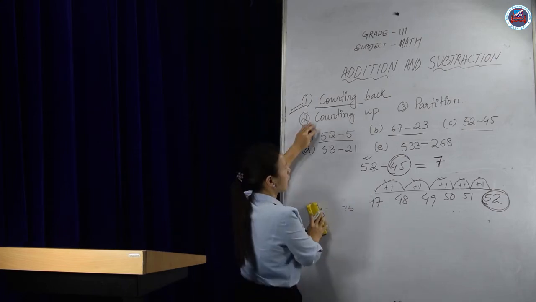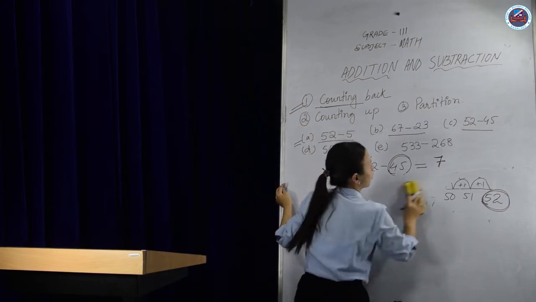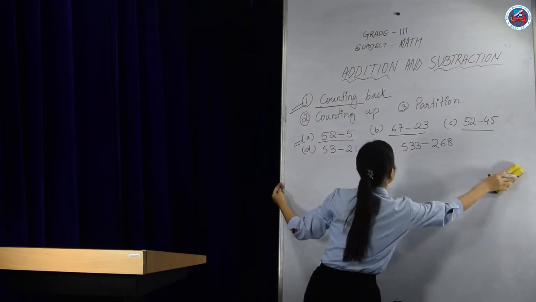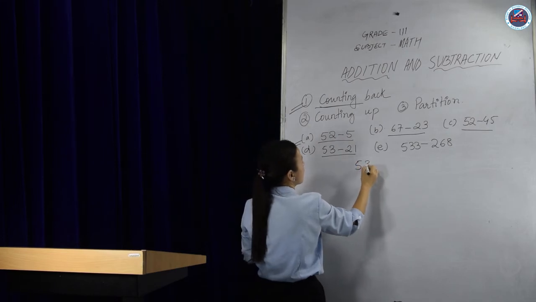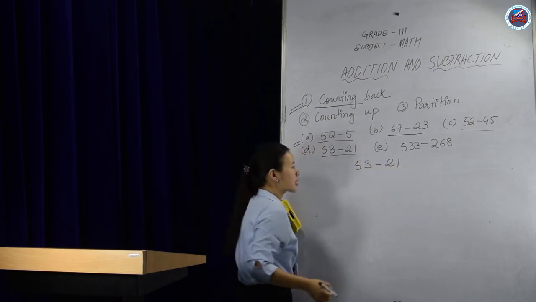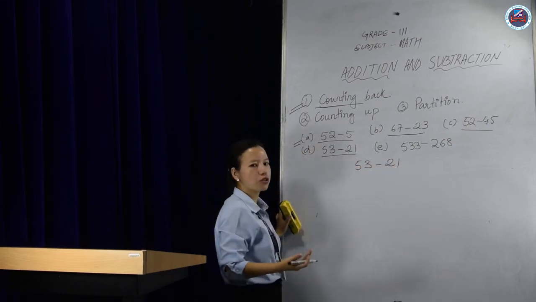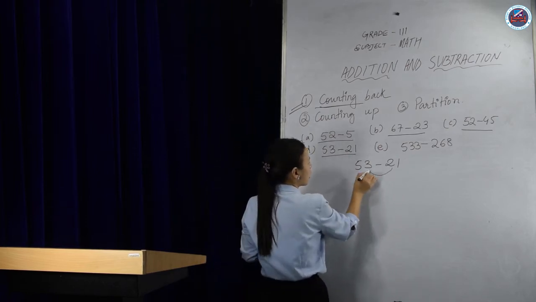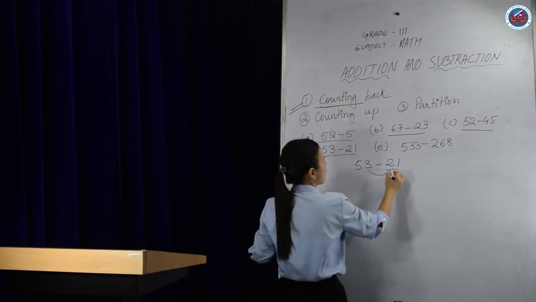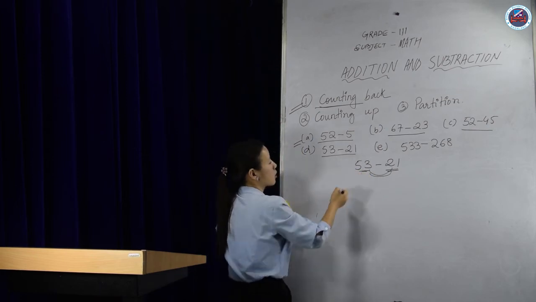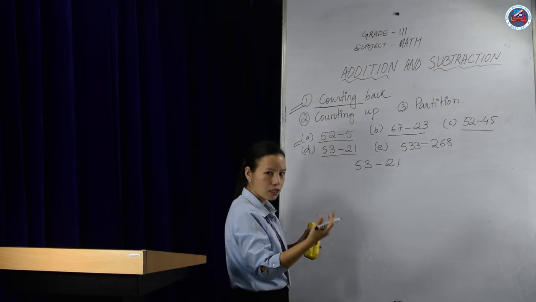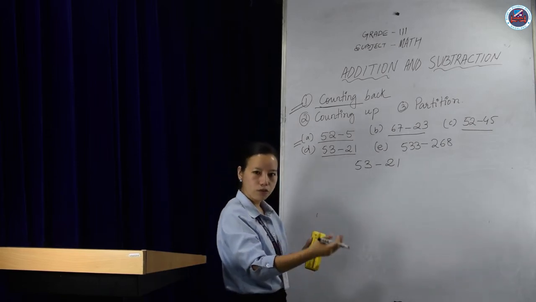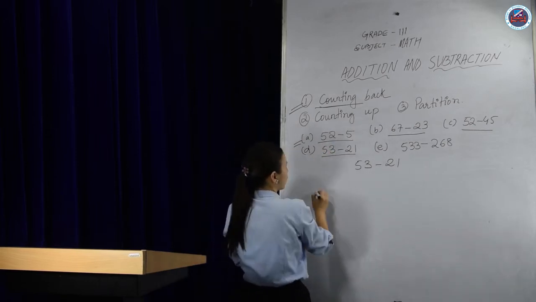So we'll use the same method again with another question. That is, this time we will use 53 minus 21. This time we're not going to count up to the ones because when we compare this number, this 21 is a bit far away from this 53. So what we're going to do is count up to the tens first and then we will go to the ones. So let's start.